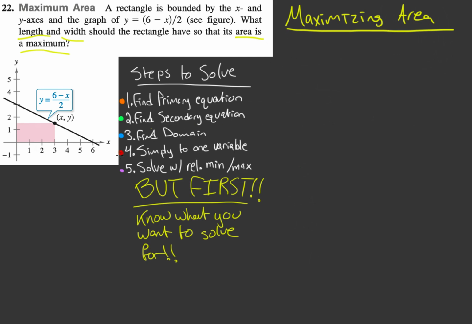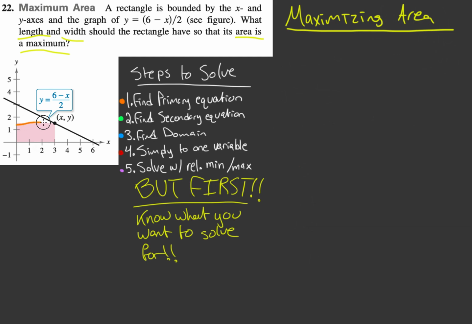That is what you are trying to do. That's your main objective. Now that you know what you're going to tackle, you can start asking yourself these questions. Your first question is, what's the primary equation here? The primary equation is generally what describes our main topic, which is the area. If we're trying to maximize area, how do we define area in an equation?